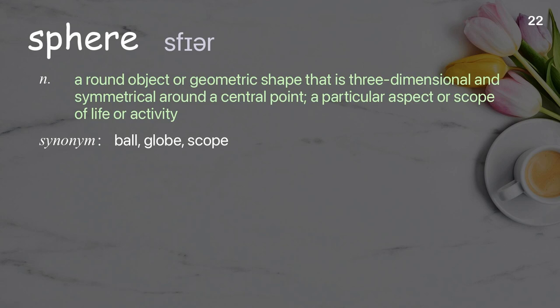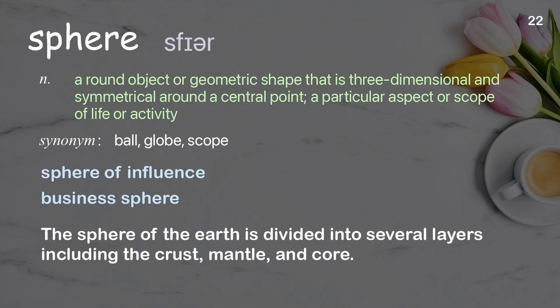Sphere. A round object or geometric shape that is three-dimensional and symmetrical around a central point, a particular aspect or scope of life or activity. Examples: sphere of influence, business sphere. The sphere of the Earth is divided into several layers, including the crust, mantle, and core.